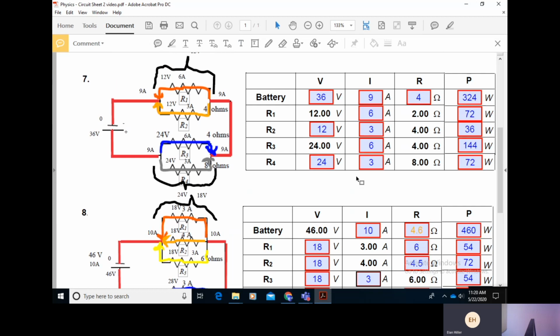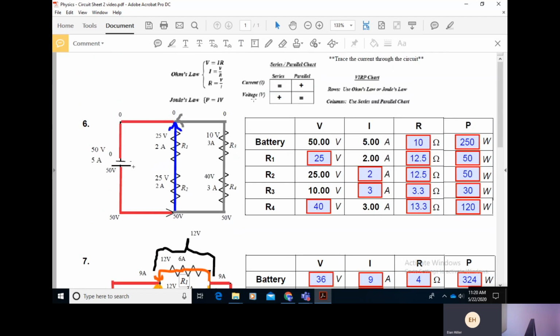Again, these puzzles are a little bit more complex, but the same rules apply. Current in series is the same. Voltage in parallel is the same. You are definitely using these 2 concepts to solve a lot. The rest of it, you're using those 3 equations right there.